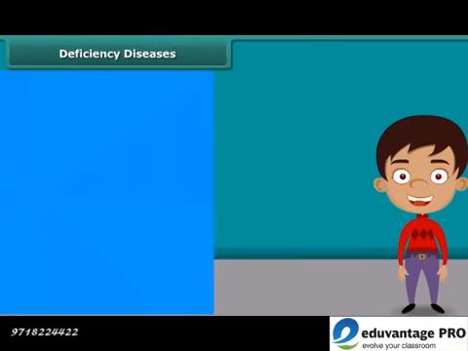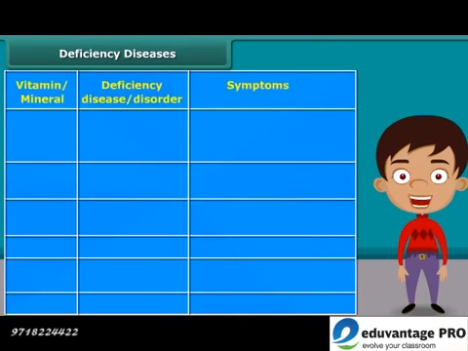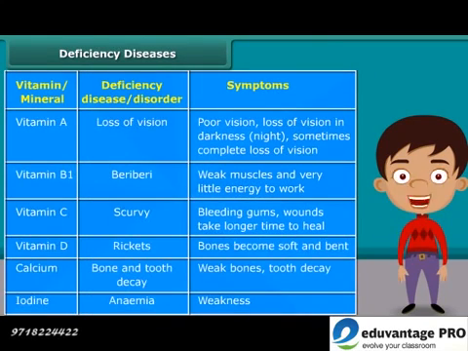Friends, after knowing about the balanced diet, we should also know that if we don't take proper diet, then what will be the problems? I hope that you might have heard about deficiency diseases. These are the diseases that occur due to lack of nutrients over a long period and hence called deficiency diseases. Here is a list of some of the deficiency diseases and their symptoms.